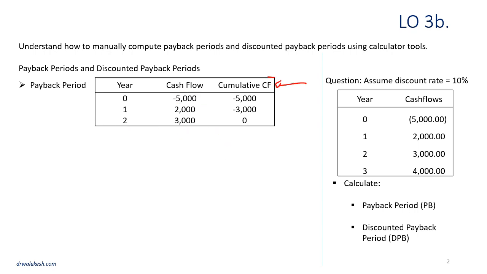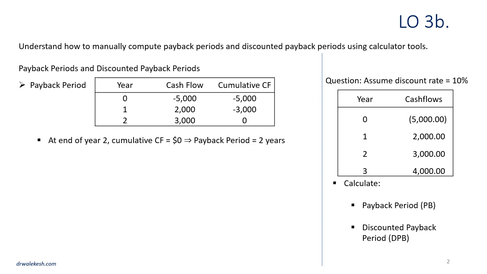What is going on in this column? Cumulative cash flow. For year 0, the cumulative cash flow is negative 5,000 because you only invested 5,000 in year 0. In year 1, if you add the figures in year 0 and 1 together, you should have negative 3,000. At the end of year 2, if you add the whole of these together, you should have 0. So you recovered what you invested at the end of year 2.